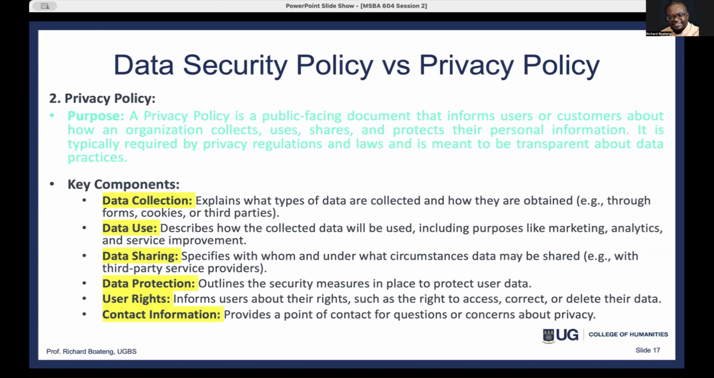Data use. When you collect that information, how are you going to use it? Is it for marketing? Is it for analytics? Is it for self-improvement? Are you going to be sharing with some third parties? And under what circumstances are you sharing with them? Will you share with legal institutions?